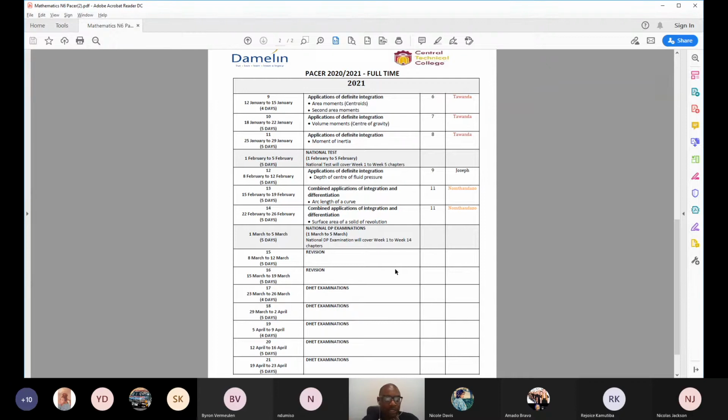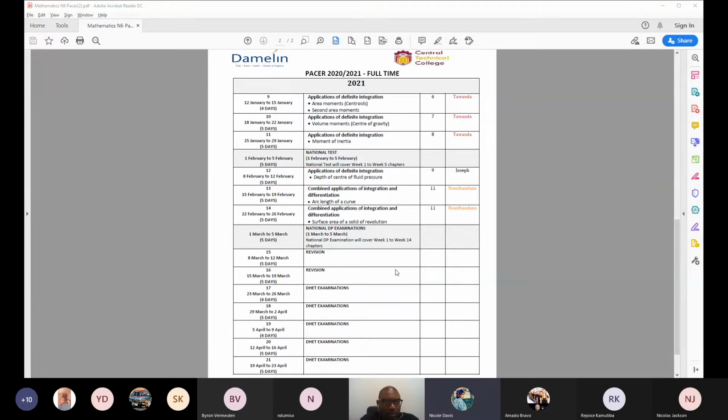So you can see that the national test, according to my pacer, is 1 Feb to 5 Feb. It's covering up to area moments, second area moments, volume moments, moment of inertia. That's what it's covering up to. The last 3 sections, everything else, will be included in the DP, which is test 2. Test 1 is covering up to moment of inertia. Is that okay, Nicole?